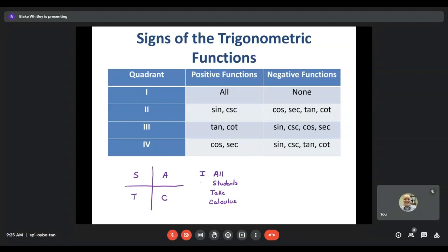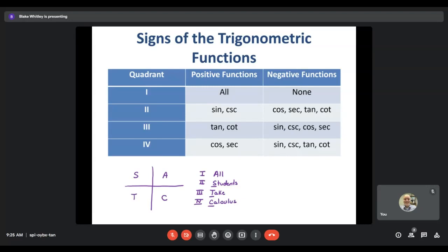Once we hit the second quadrant, we have an S here, that's going to stand for sine. So our sine value is positive. And remember, cosecant is just the reciprocal of sine, therefore it's also going to have to be positive. Once we get to the third quadrant, now the T value or tangent is going to be positive, and again, its reciprocal is cotangent, so it also has to be positive. And then finally, in the fourth quadrant, we have C, which stands for cosine, and so cosine is positive in the fourth quadrant, along with its reciprocal of secant.